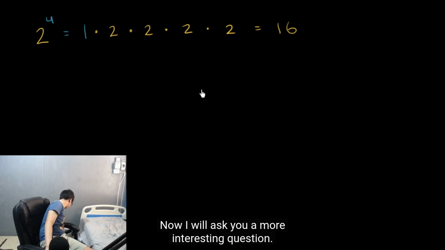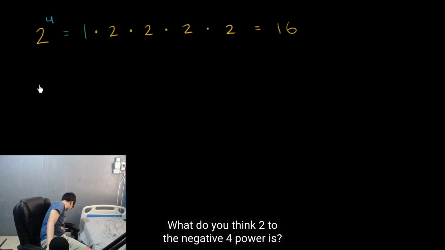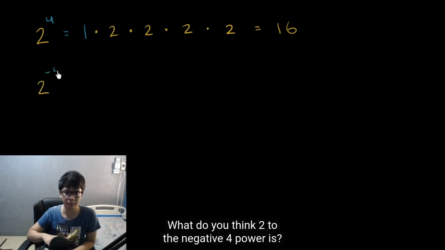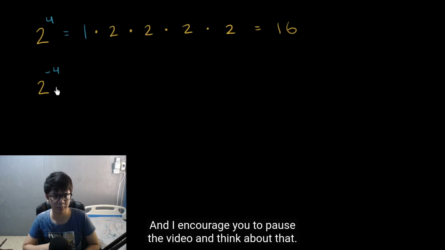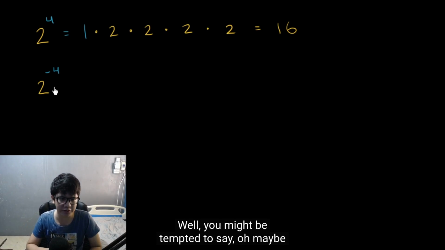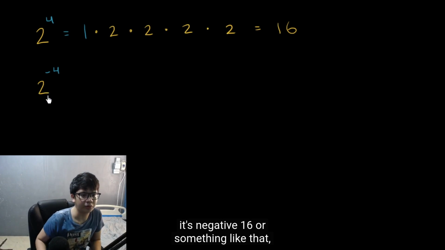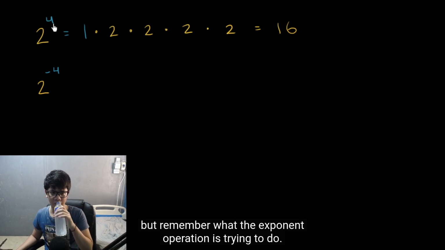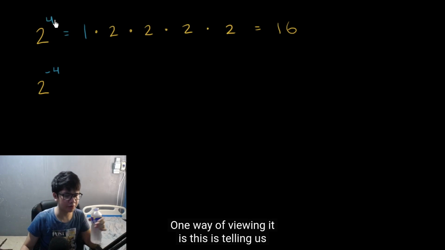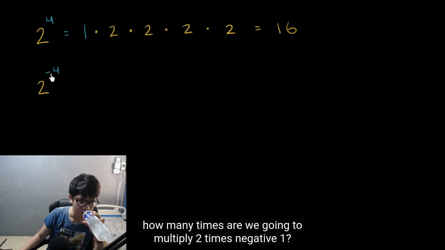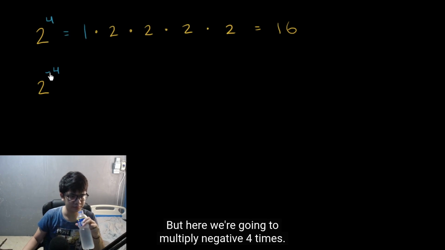Now I will ask you a more interesting question. What do you think 2 to the negative 4 power is? I encourage you to pause the video and think about that. You might be tempted to say, oh, maybe it's negative 16 or something like that. But remember what the exponent operation is trying to do. This is one way of viewing it. This is telling us how many times we are going to multiply 2 times 1. But here we're going to multiply negative 4 times.